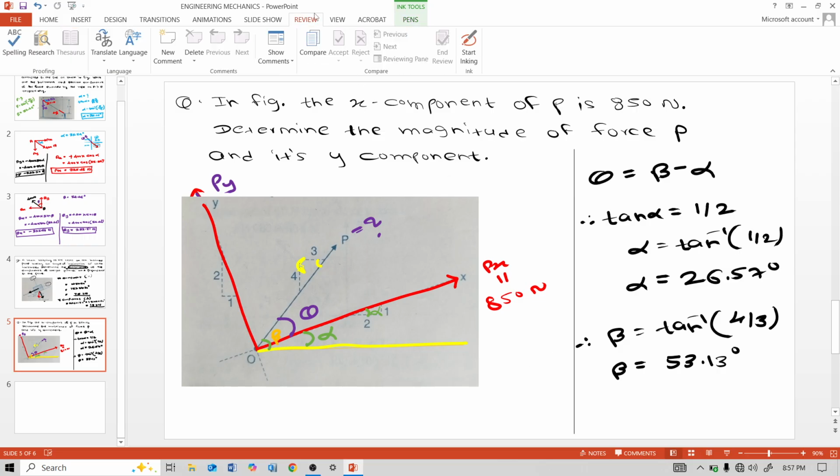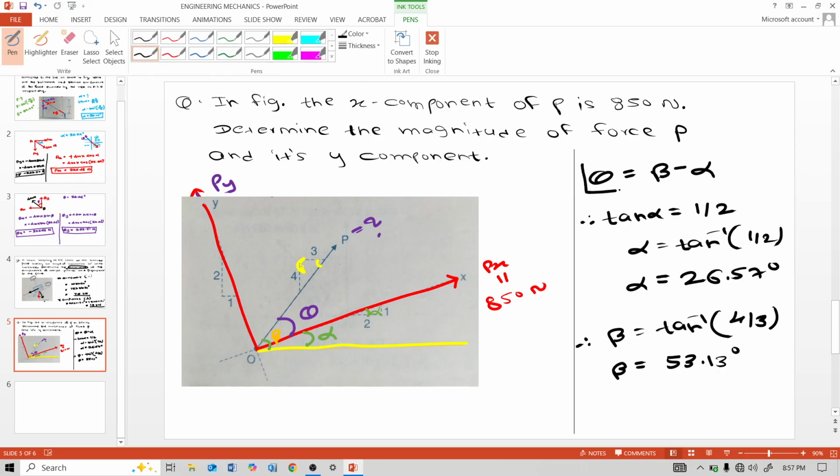Now observe this equation. Theta is equal to beta minus alpha. Now we have beta also and alpha also. So this theta is equal to, beta is 53.13 degree and alpha is 26.57 degree. So 53.13 minus 26.57 is 26.56 degree. So we calculated this theta as 26.57 degree.